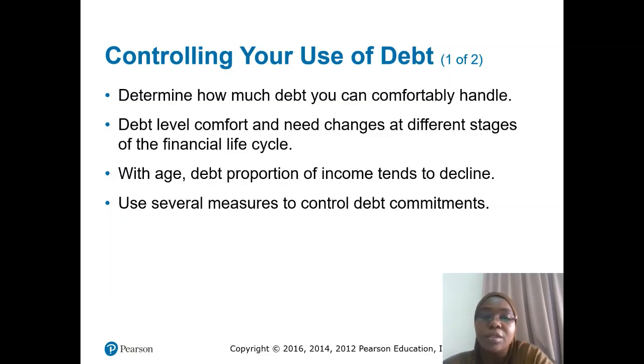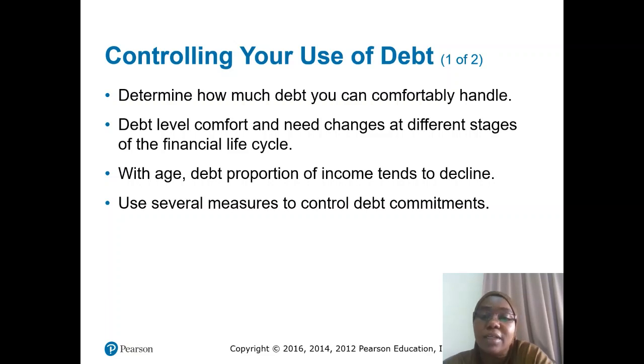So you should determine how much debt you can comfortably handle given your own income. You know how much you earn, so if you go for that particular loan, you know how much of your income will be channeled to the repayment of that loan. So you really have to consider that.